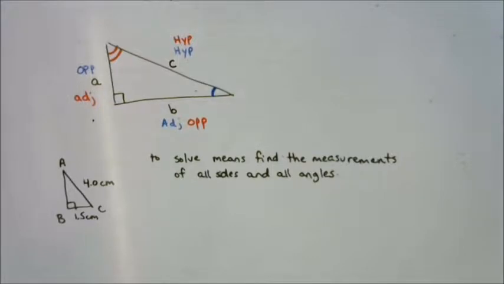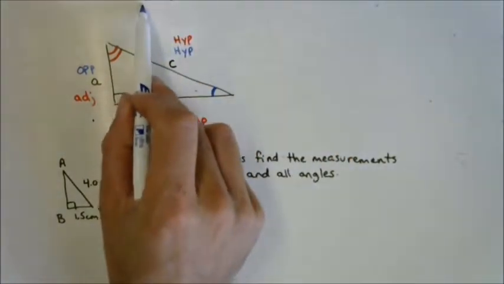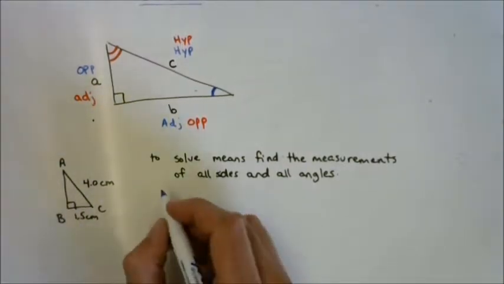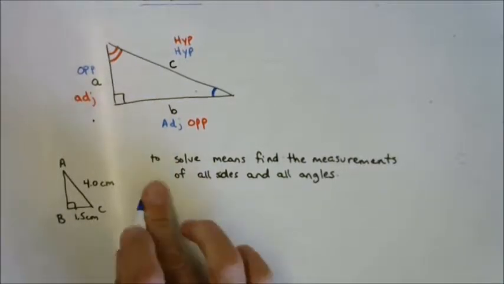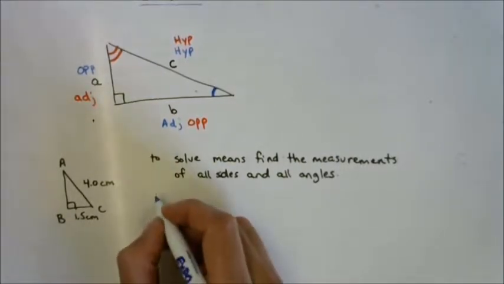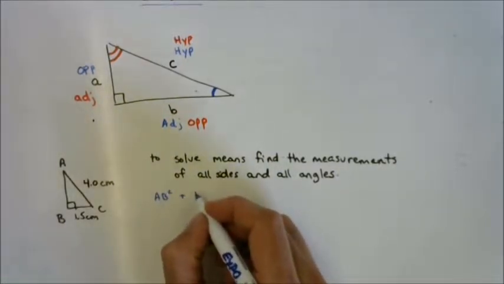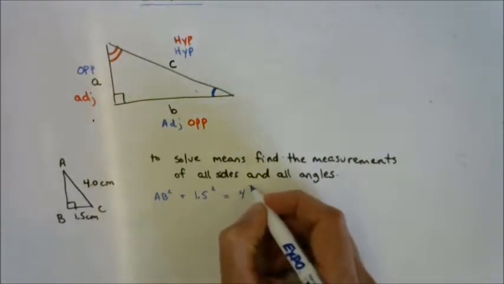Well, we can use the Pythagorean Theorem in a right triangle to figure out our side lengths. So I already have my hypotenuse and one of the legs. In order to find the length of AB, I could say that AB squared plus 1.5 squared equals 4 squared.